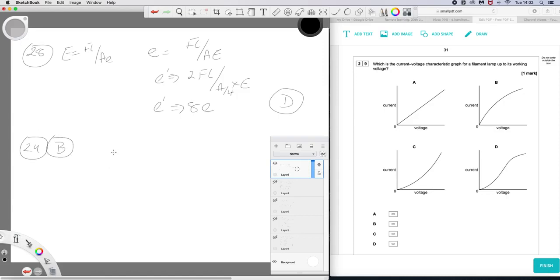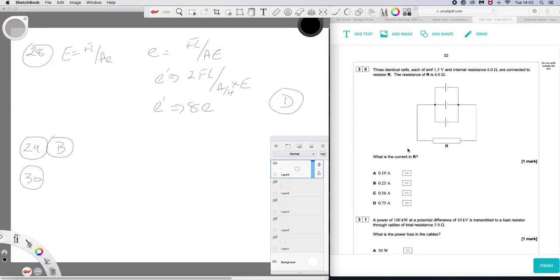Question 30. Three identical cells, each with EMF 1.5 volts and internal resistance, connected to resistance R. R is 6.0 ohms, internal resistance 6.0 ohms. So what is the current in R?